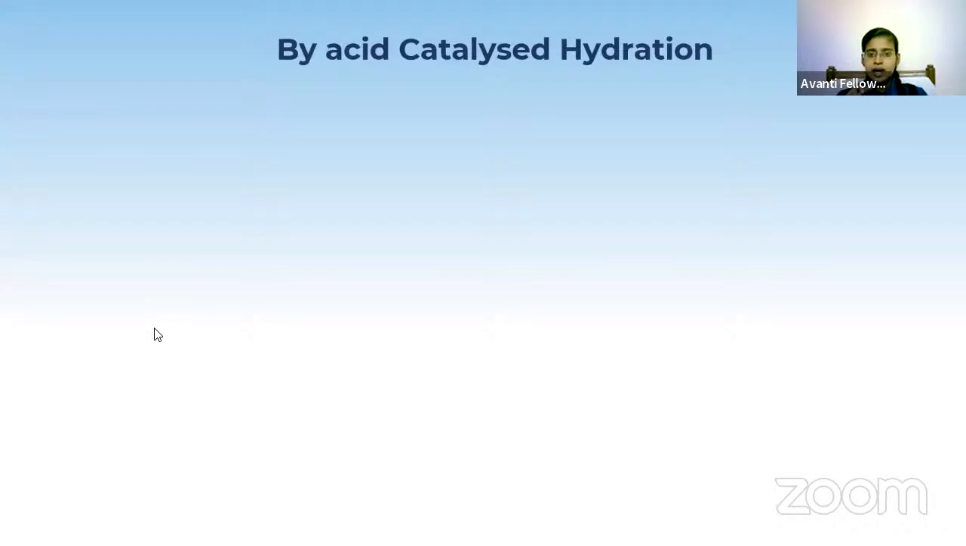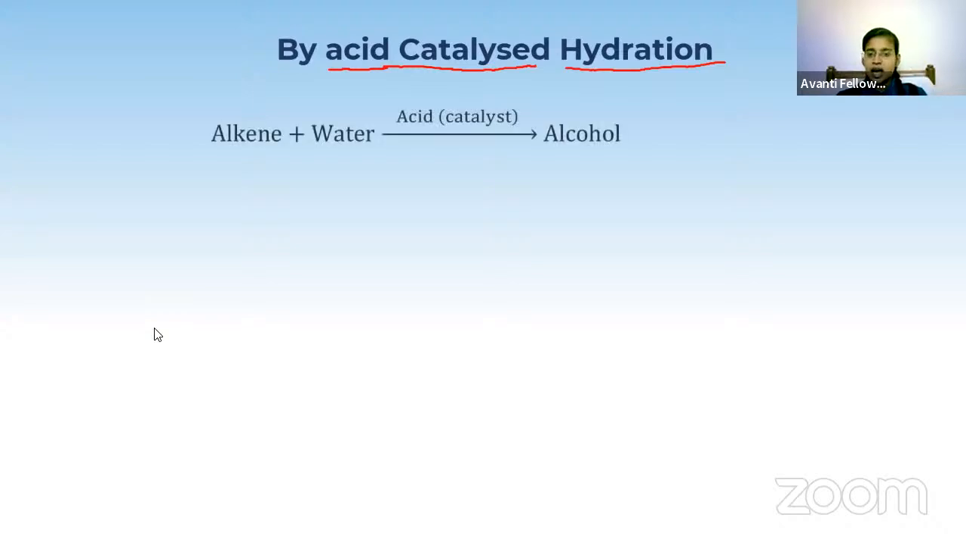So, by acid catalyzed hydration. From the name itself, it is understood that we are going to use an acid as the catalyst, and we are going to hydrate the compound. So what is meant by hydration? Addition of water. To which compound are we going to add the water? To the alkene, because we are going to prepare from alkene, right? So take an alkene, add water, use acid as a catalyst. Finally, you will get an alcohol. Got it? So we have two different types of alkenes, right?